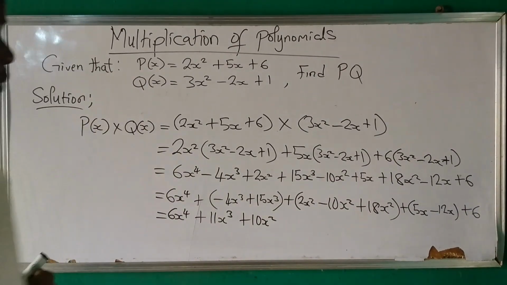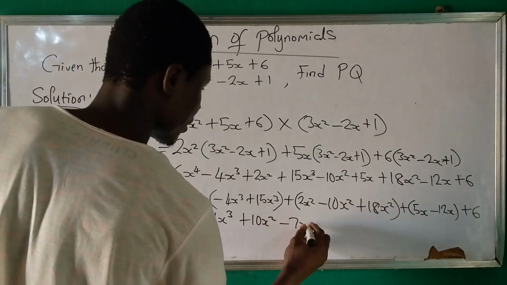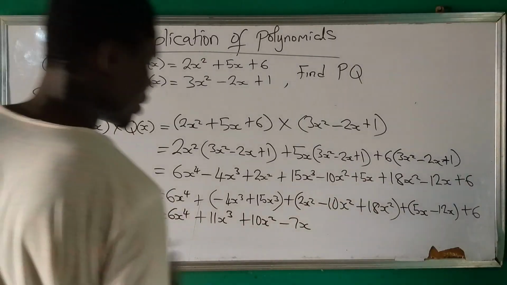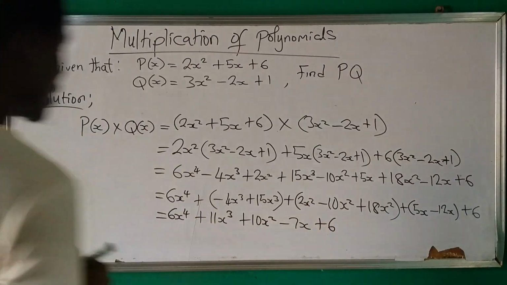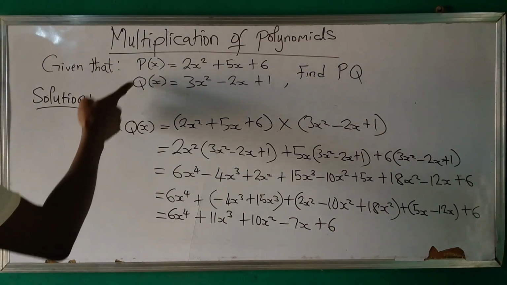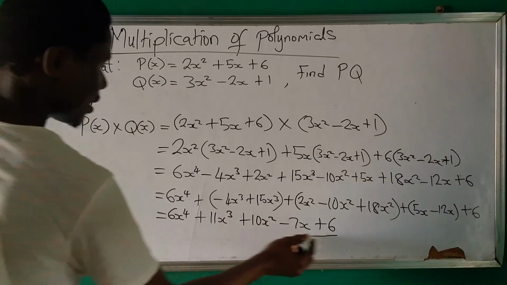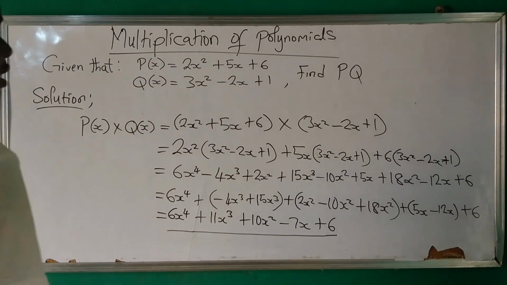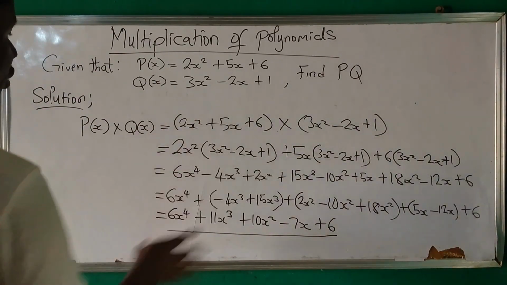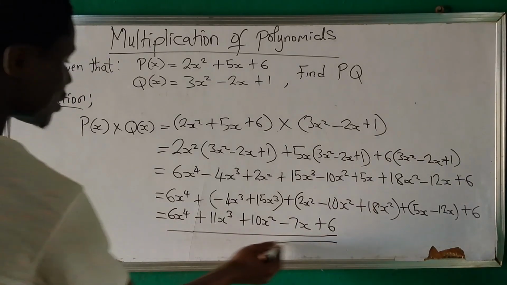So we move over to this other part. We have 5x minus 12x, that gives us minus 7x. So we have our constant plus 6. Look at that carefully. That's actually the answer to this question. When we are told to multiply Q and P, this is what we'd actually get. So this is the end of the question. All we have to do is to carefully arrange the question in this order, and you will definitely arrive at this answer. That is for method 1.